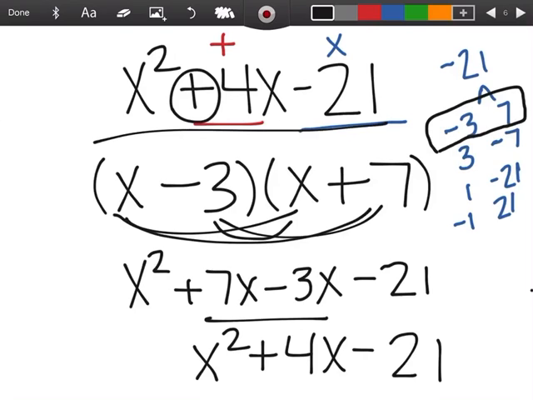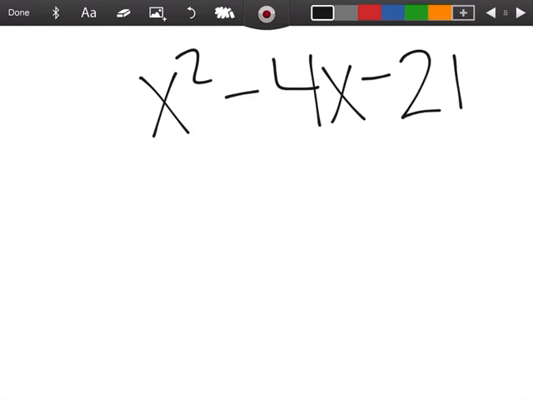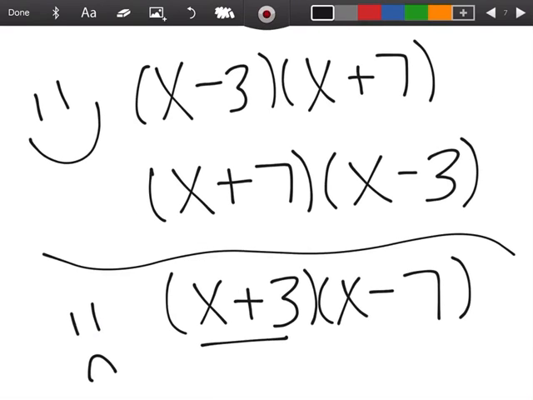So let's say that the original problem was x squared minus 4x minus 21. That's a different story, and you have two different answers. Then it would be a positive 3 and a negative 7. And that's what we're going to do next.